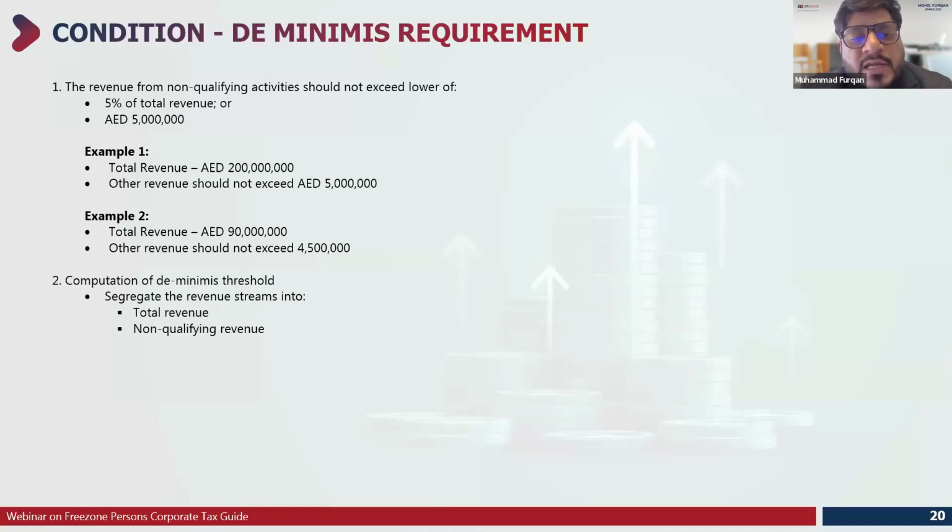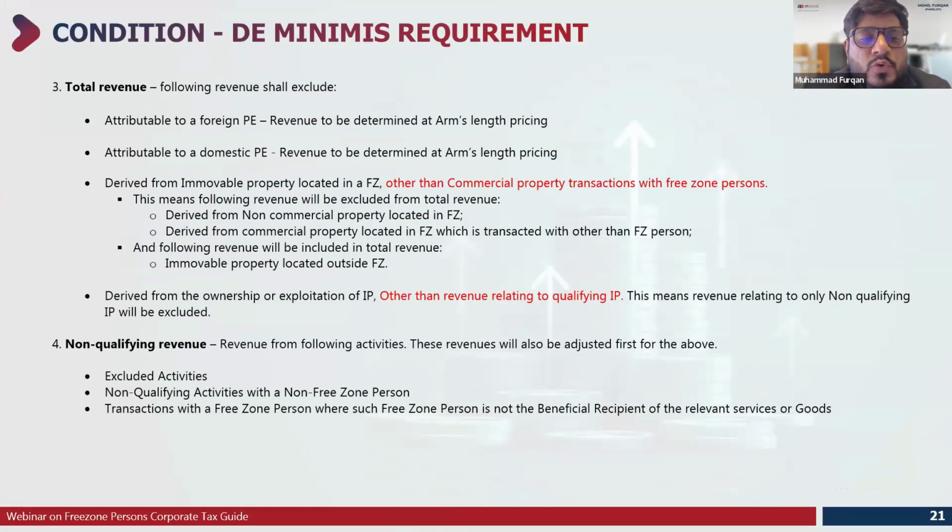So the threshold will become only AED 5 million. But if total revenue is 90 million, then in that case, the 5% amount will be 4.5 million, and our threshold will become 4.5 million. Moving on to computation of the de minimis threshold. To compute the de minimis threshold, we first need to segregate the revenue streams into two parts. One is total revenue and the other is non-qualifying revenue. When we calculate the total revenue and the non-qualifying revenue, only then can we calculate the percentage of non-qualifying revenue, and we will compare it with our threshold of 5%.